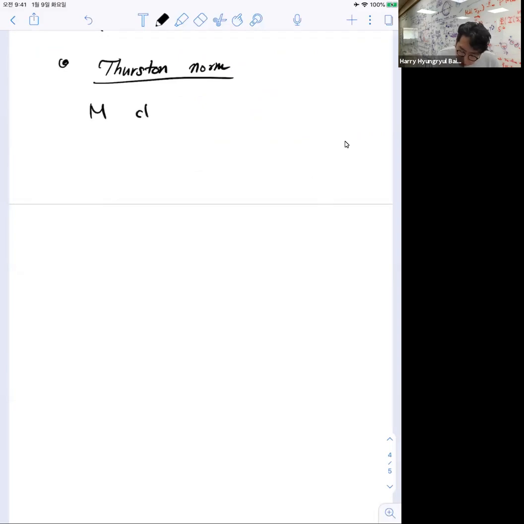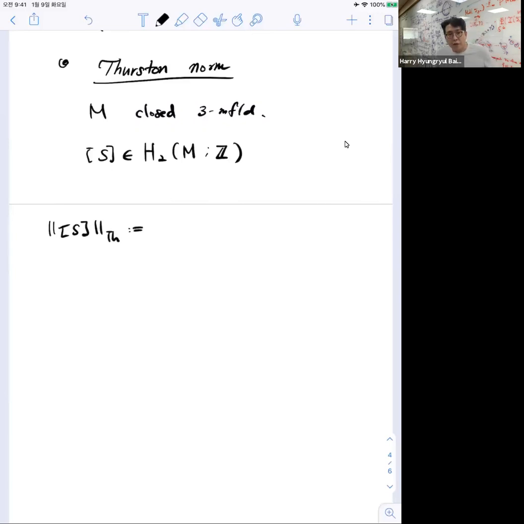Let M be a closed hyperbolic 3-manifold, and we first consider its second homology with Z coefficients. Let's just pick one homology class from there, and we'll define its norm as follows. Let me first write and explain what that means. We'll take some minimum over S', where the S_i are the components of S', and S' represents the class, and sum the maximum between 0 and negative Euler characteristic of S_i.